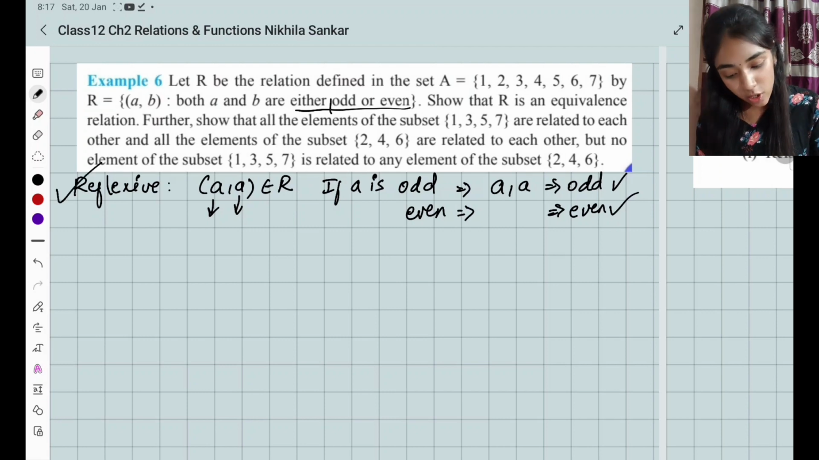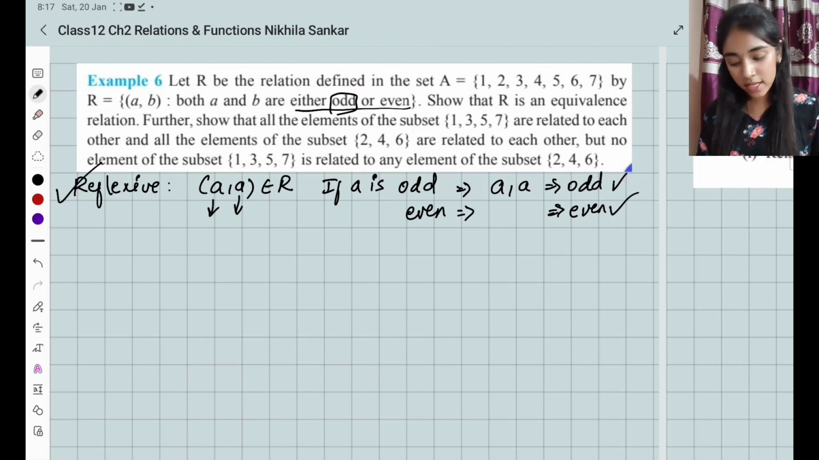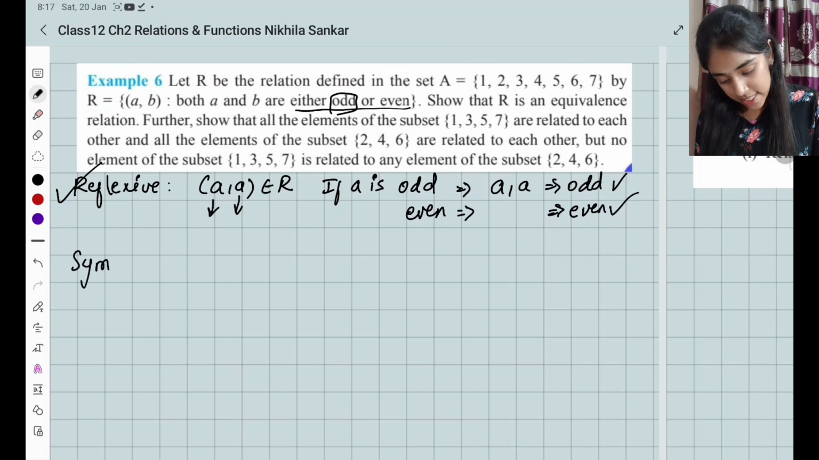Understood? It is either odd or even. Both are odd or both are even. Okay? It is not odd and even. It is going to be odd or even. Okay? Now reflexive is done. Let's see symmetric.